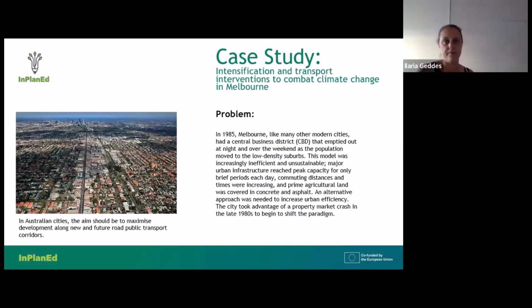to break the rhythm a bit, looking at Melbourne in Australia. Melbourne was a very, very sprawling city in the 1980s, and it has a central business district like many, many Anglo-Saxon cities. We have one in Nicosia as well.